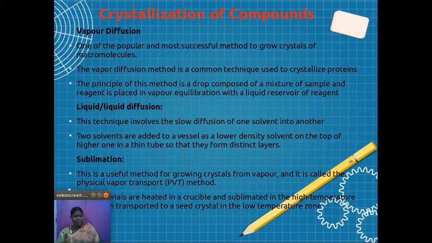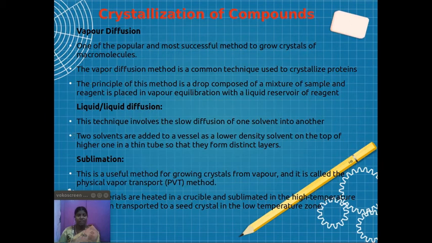Typically this drop contains a lower reagent concentration than the reservoir. Due to this concentration gradient, vapor is driven to the reservoir. This causes the droplet to shrink and the crystalline sample is collected from the droplet.